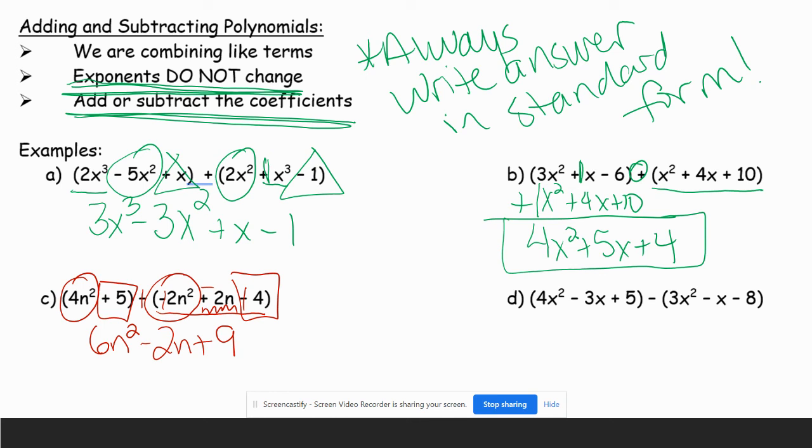I'm going to do the same thing for letter D. I'm going to go ahead and distribute that negative 1 to change my signs. Again, we can write these underneath each other for like terms.